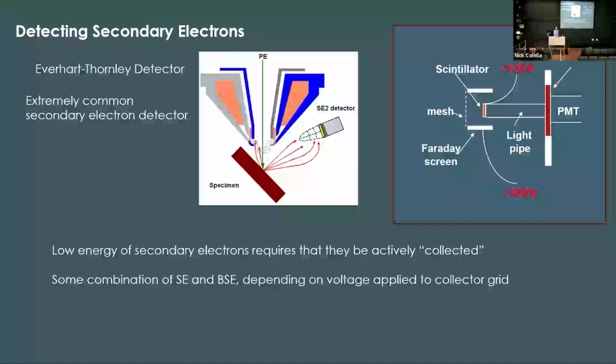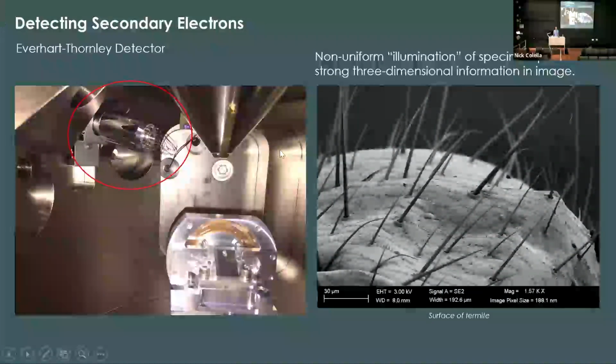And they are located in the chamber. You can see here an example of one of our instruments. That's the detector circled. You can see it kind of sits off to the side. It has a biased Faraday cage on the end to help attract as much signal as possible. And because it's sitting on one side, you get these differences in illumination and shadowing, and you get images that give a very three-dimensional appearance, right? So here's some kind of bug, and it's got all these gross little hairs coming out of it, and you see those looking nice and 3D, almost like looking at a black and white photo.